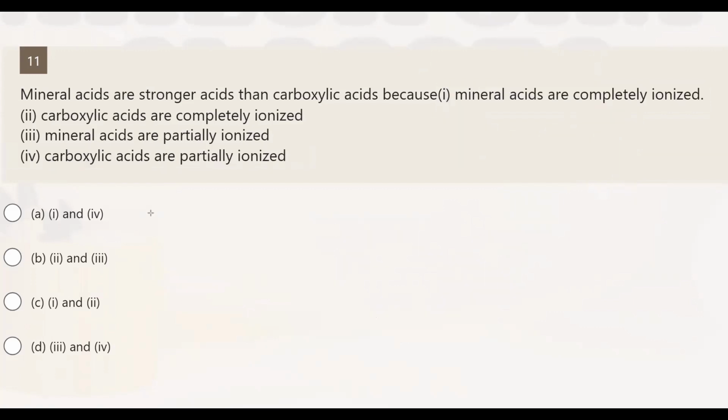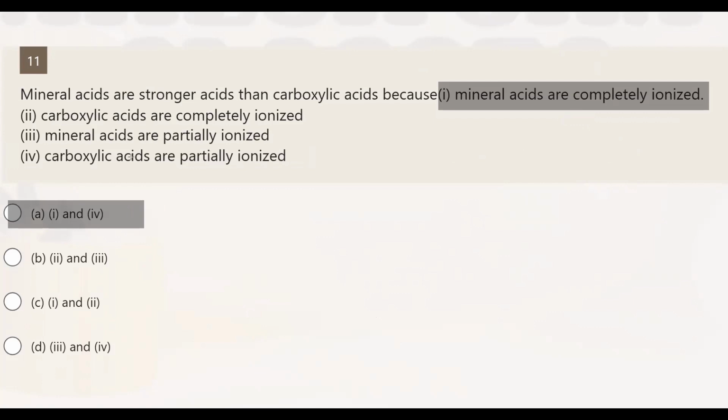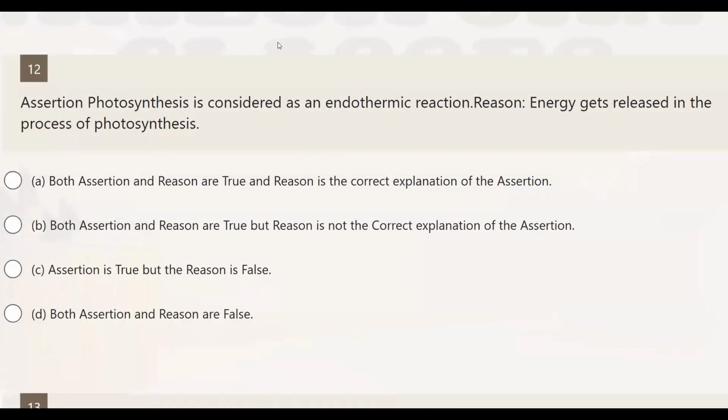So anyway, the option was what? That is the first and the fourth, which is this. These are the first, mineral acids completely ionized, and carboxylic acids like weak acid gets partially ionized.